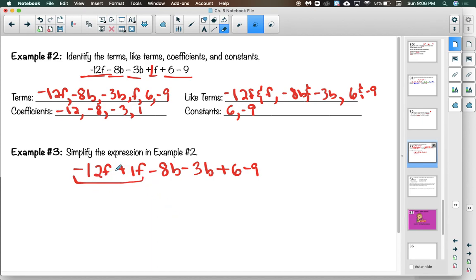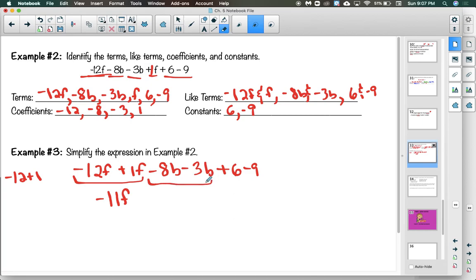So negative 12f plus 1f, sometimes that gives some kids a hard time. Just think of it as negative 12 plus 1 to get started. Negative 12 plus 1, there's more negatives than positives, so we're going to get a negative. We're going to make 0 pairs, so we're subtracting, and we get negative 11. Don't forget your f.